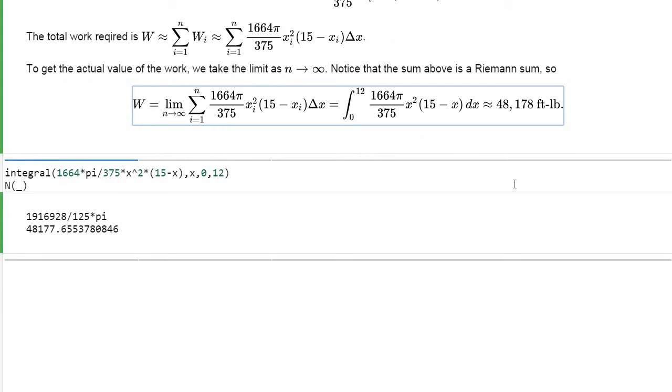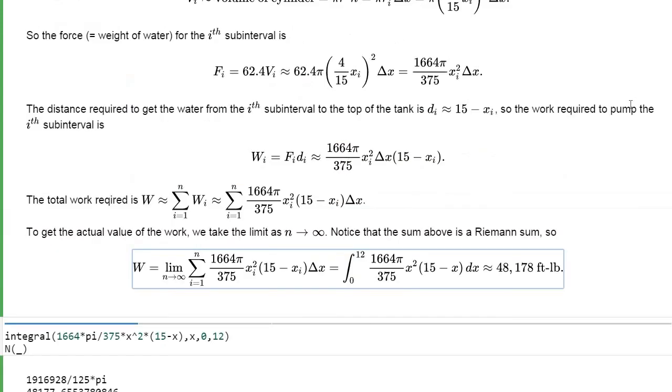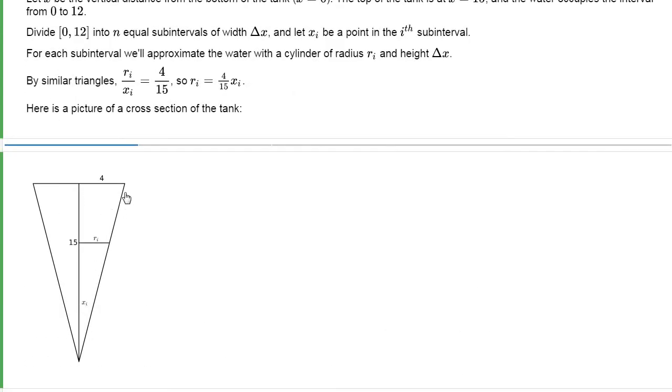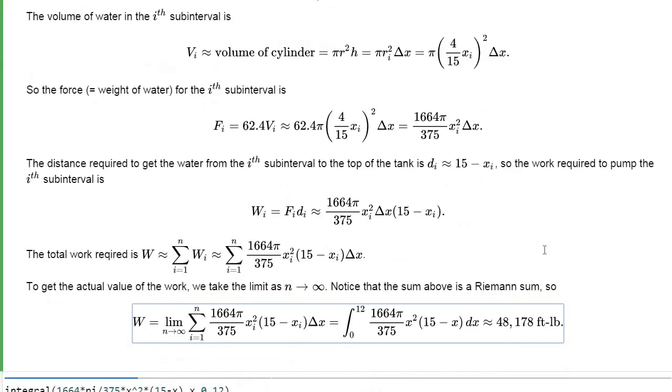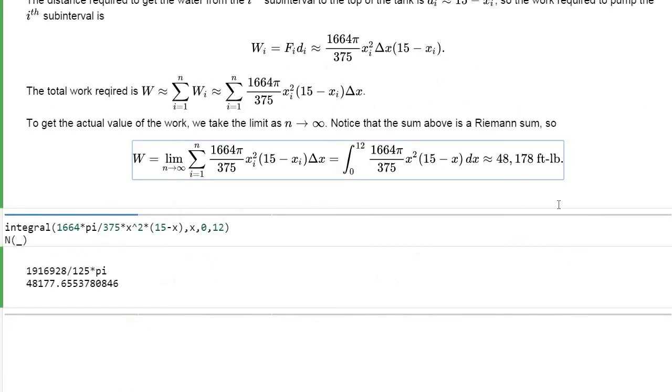Okay, in your assignment, I will give you one that involves pumping water from a tank, but it won't be quite so complicated. I won't give you a cone. I'll just give you a cylinder, so you don't have to worry about this changing radius. So it'll be a little simpler, but you'll still have to follow this example. All right, so that's work. That's the end of our applications of integrals. We'll move on to another topic next time.